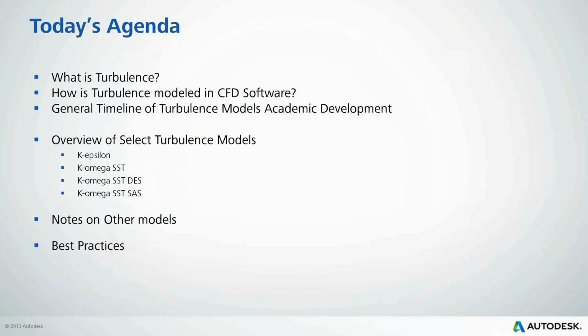For today's agenda, we're going to be talking about, of course, turbulence. We'll have a quick discussion about what turbulence is, followed by how it's modeled inside of software. And then I just wanted to present a general timeline just to give people an understanding of the scope of turbulence models. Then we'll go over 4 of our primary turbulence models. Lastly, some notes and best practices.